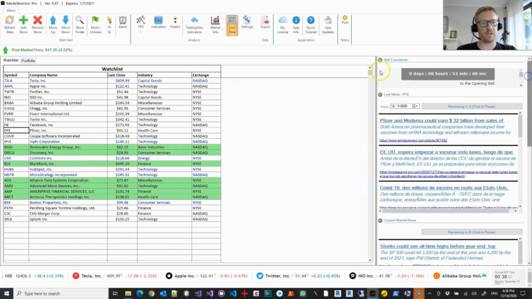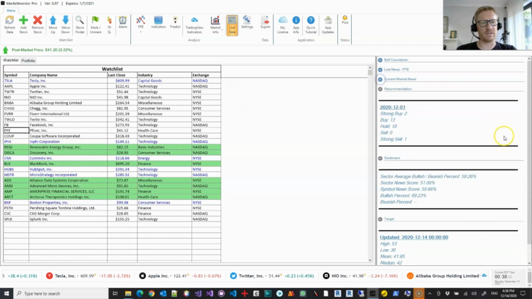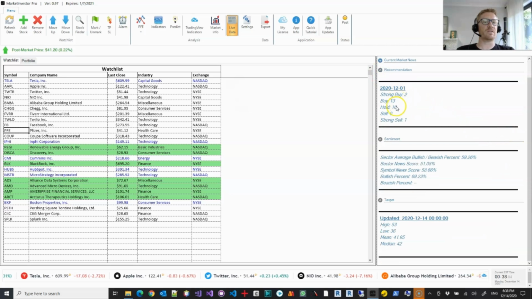So I've put in these cool buttons so that I can minimize this stuff and it's easier to see. But you'll see I've got some additional indicators here that'll tell you, based on technical and market analysis, what the general consensus or recommendation on the stock is. Currently on Pfizer, we've got strong buy 2, buy 13, hold 10, sell 0, and strong sell only 1. So that kind of nudges us in the direction of buying.